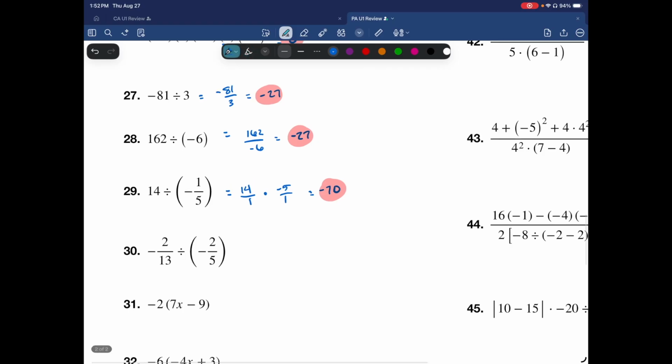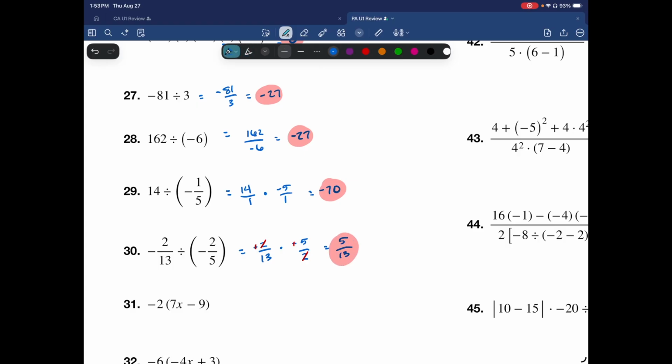All right, again, flip the fractions. So you got negative 2 over 13 times negative 5 over 2. All right, first of all, 2's go away. 5 and 13 don't do anything, but I got 2 negatives, so my answer will be positive. So let's see, we got 5 over 13, and it is positive.